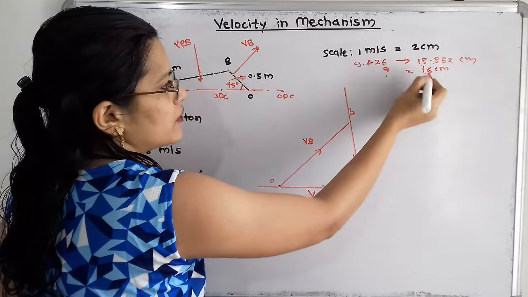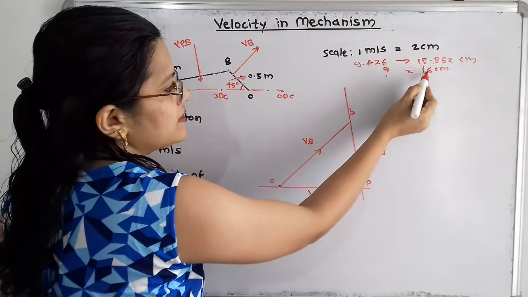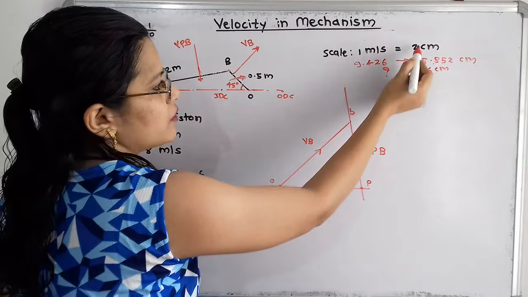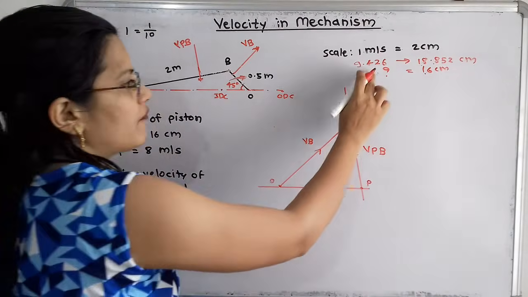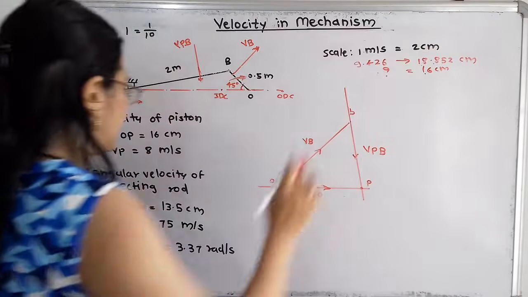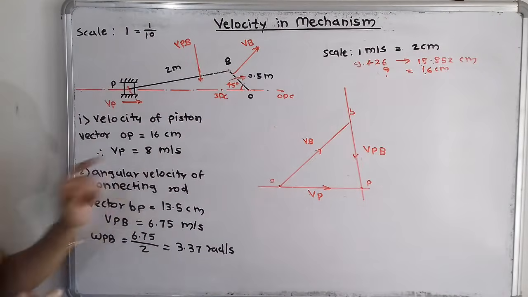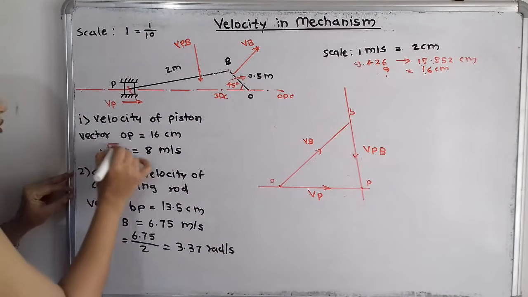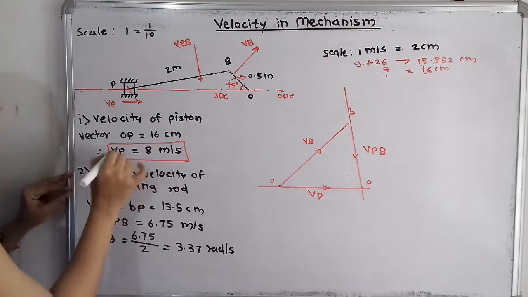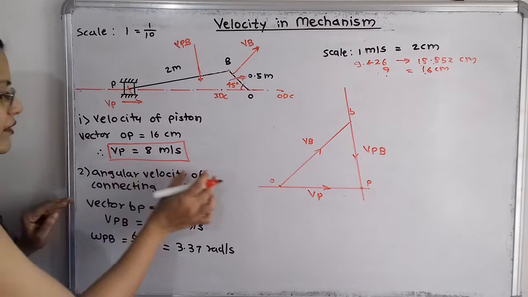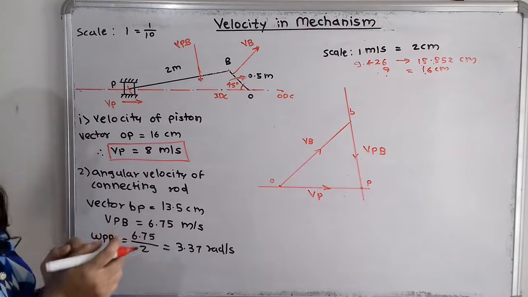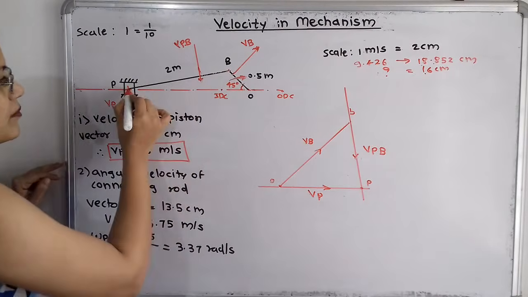So again we take cross multiplication, that is 16 into 1 equal to 2 into x, where x is the unknown term. So we can easily find this x, that is 16 by 2, equal to 8 meter per second. So this is the answer of the first question, the velocity of piston. Then we will move to the next, that is the angular velocity of the connecting rod. Here is the connecting rod BP.